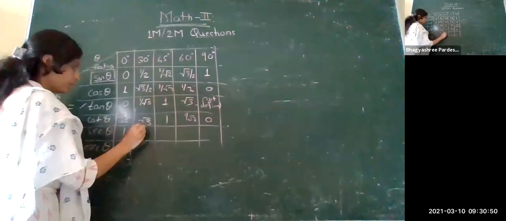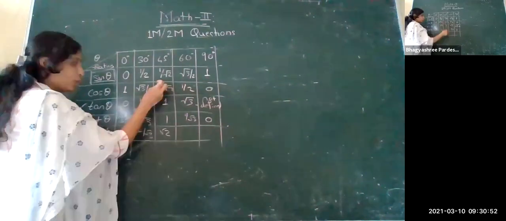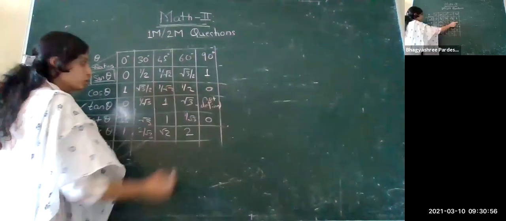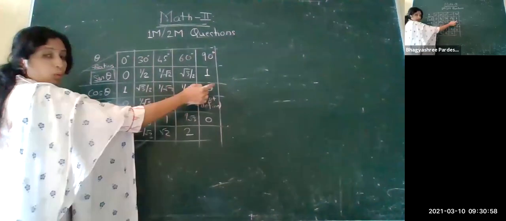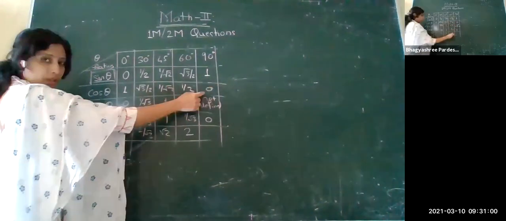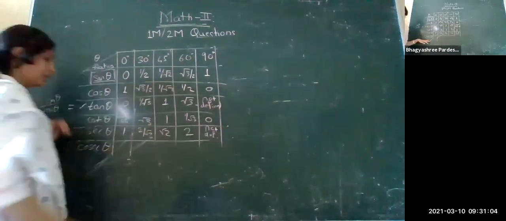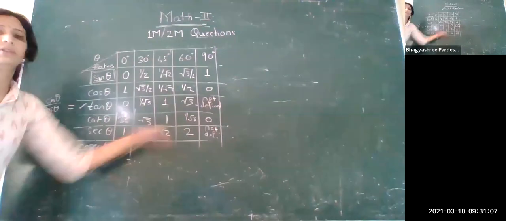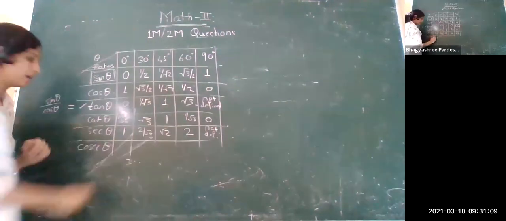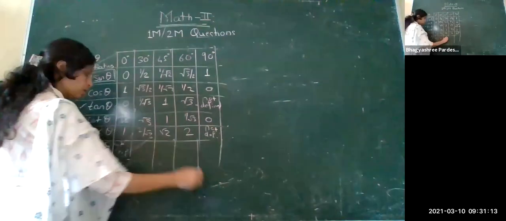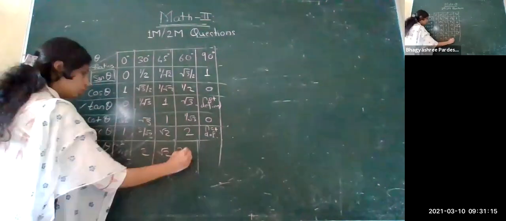Then here, root 2, 1 by root 2. So we are reversing. That is root 2. 1 by 2, so reverse, 2. 0: 1 by 0, so it will be not defined. Now, cosec theta is again the reverse of sec theta, so it is not defined. So 2 root 2, 2 by root 3, and yes.